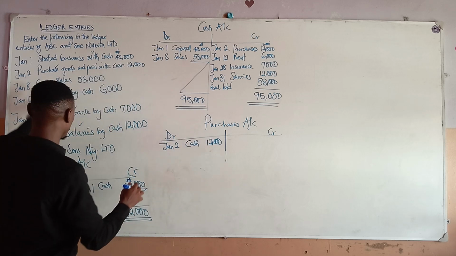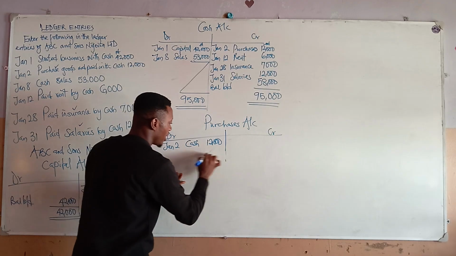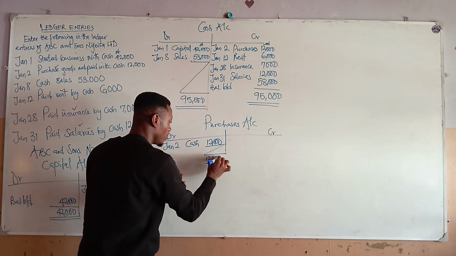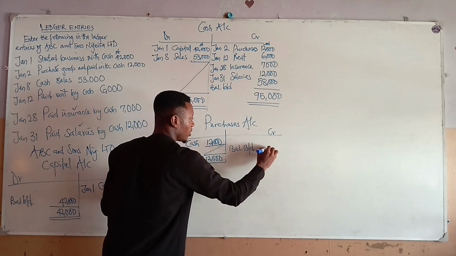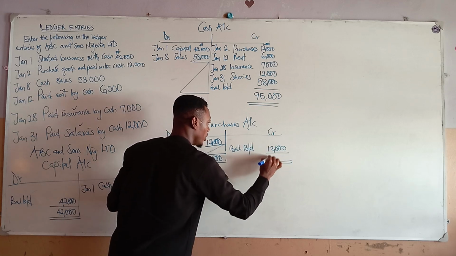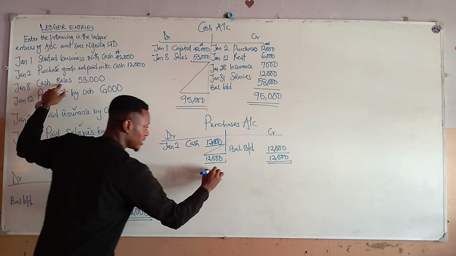Now, if there are any other purchases, I would have entered them into this place to sum all the purchases. Then I will close my account. This is 12,000. Balance brought down is 12,000. And then I'm closing with double line, 12,000. That is all. Then the next one is the sales account.